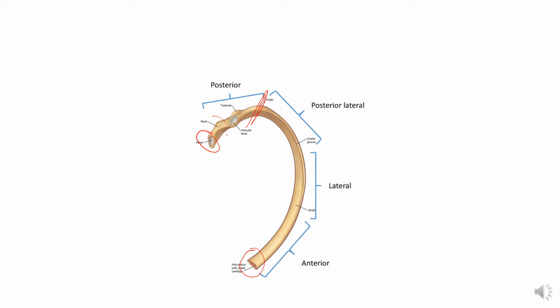And with these they form the joint with the facets on the bodies of the two vertebrae, the one above the rib and the one below. Now, 10 of the ribs also form joints between the tubercle of the ribs and the transverse process of the lower vertebra. So the tubercle of the ribs also form the joints with the transverse process of the lower vertebra.